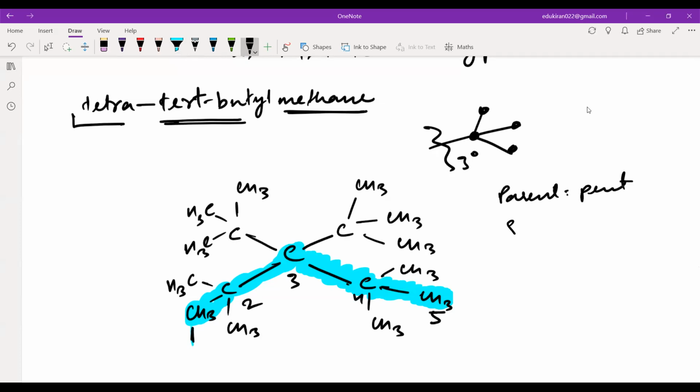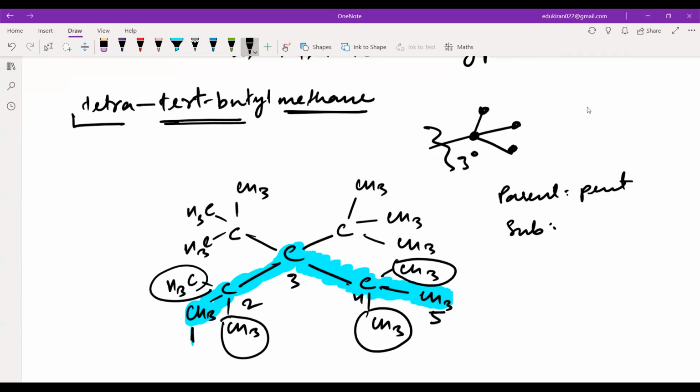Now the parent is pent. Now we are looking for substituents. In the second position we have methyl, here we have methyl, and in the fourth position also we have methyl, right? So we can write tetramethyl.